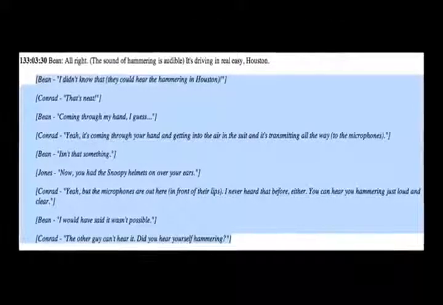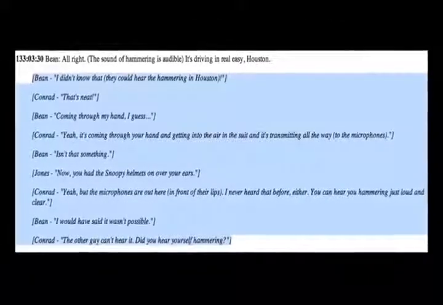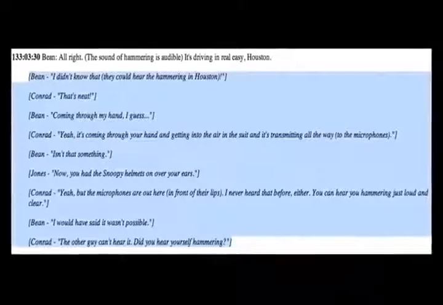This is an interview with Apollo astronauts Alan Bean and Pete Conrad done by the Apollo Lunar Surface Journal. They are once again taking the position that the sound is coming through the hand and transmitting into the microphones in the helmet. Alan Bean says, "I would have said it wasn't possible." And Pete Conrad responds, "The other guy can't hear it."